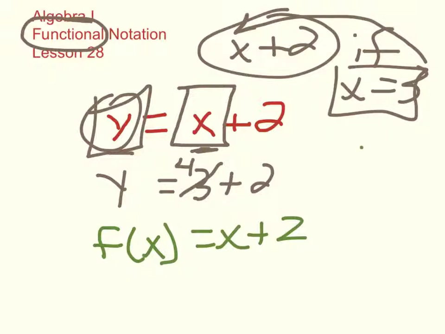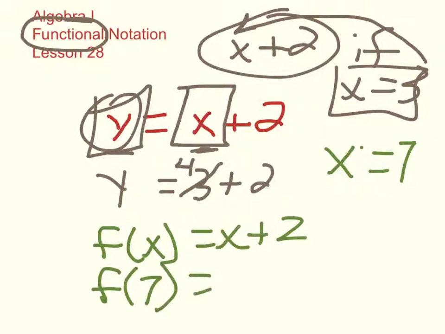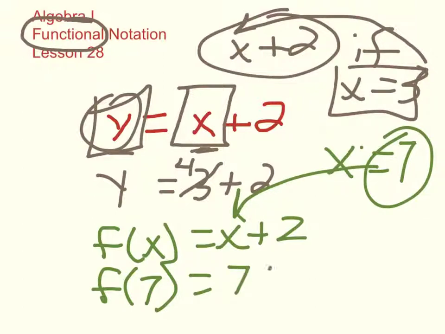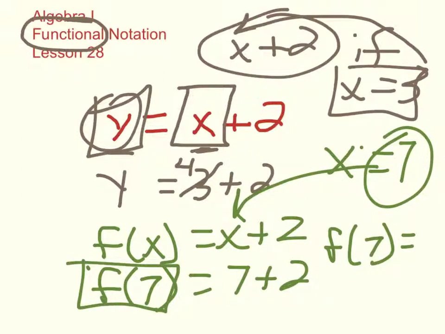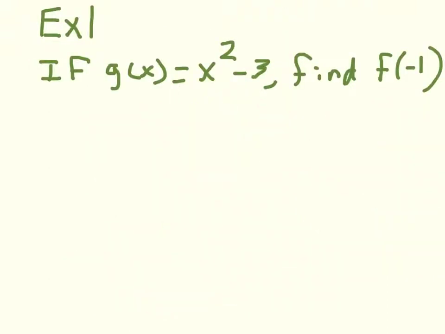So for example, if x is equal to 7, I'm going to find what f of 7 is. All I do is put 7 in for x, and I have 7 plus 2. So what's f of 7? Notice I just keep the same label. f of 7 is equal to 7 plus 2, which is 9. And this is called functional notation. It looks like a difficult concept, but really it's an easy concept once you get used to it. Just don't make it difficult for yourself.